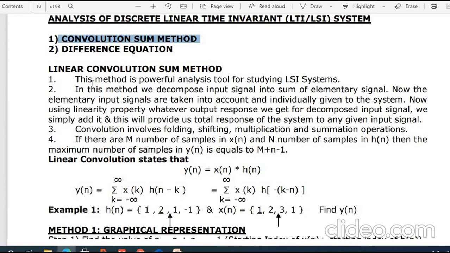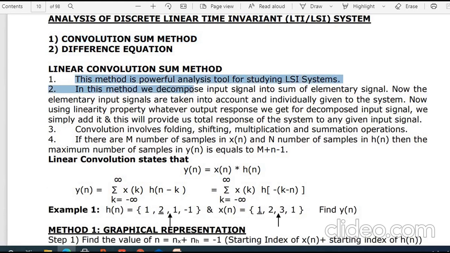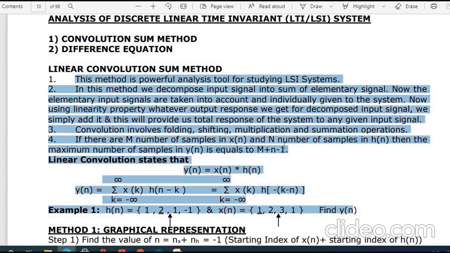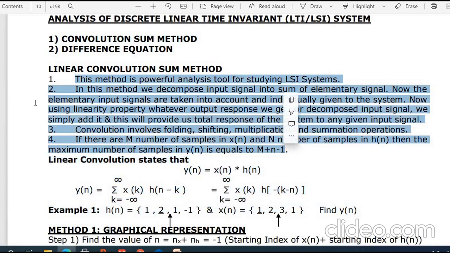So what are we learning here, students? This method is useful for linear systems. What is LSI? It stands for linear shift invariant, or LTI. This is called a linear time invariant system. In this method, we decompose the input signal into a sum of elementary signals.